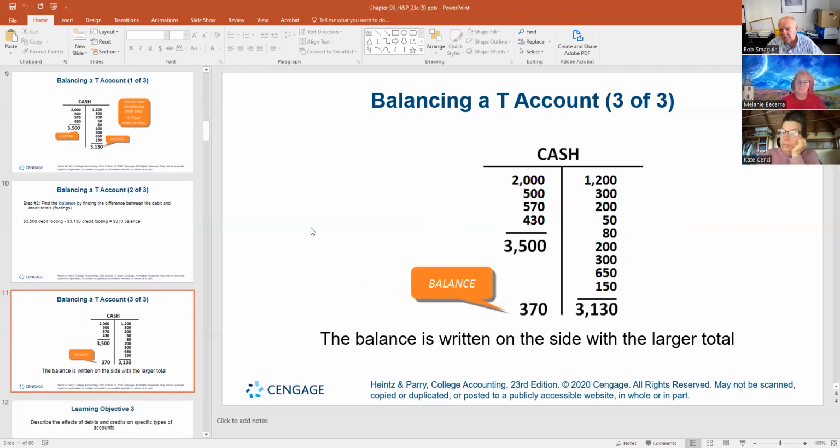And there you go. It's simple as that. Okay. In other words, this company started with a $2,000 balance in cash. Then they spent $1,200. The balance was $800. Then they got $500 more in. That made the balance $1,300. Then it went down to $1,100, etcetera, until they ended up with $370 at the end of the month.